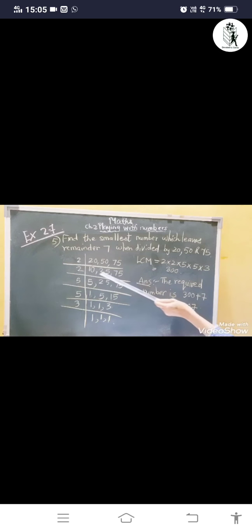Still I repeat, 2 10s are 20, 25 and 75 as it is, 2 5s are 10, 25 and 75 as it is, 5 1s are 5, 5 5s are 25, 5 15s are 75. Now here for 75, you could have started with 3 also, no problem.